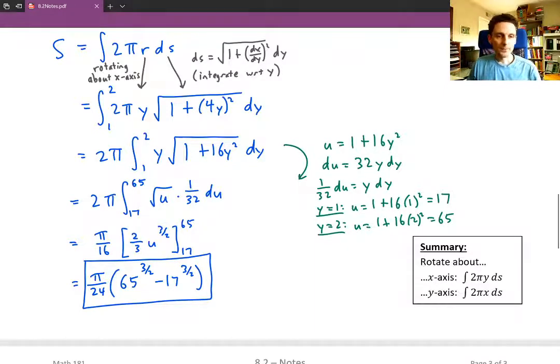So in summary, if you want to rotate about the x-axis, you're going to have the integral of 2 pi y ds. So your r is going to turn into just y. And if you're rotating about the y-axis, you're going to do the integral of 2 pi x ds. Again, you have a choice about what you want to use for ds. Oftentimes it'll be made based on how the function is given to you. Now if you're running into trouble, remember that you can always try it using a different version of the ds.